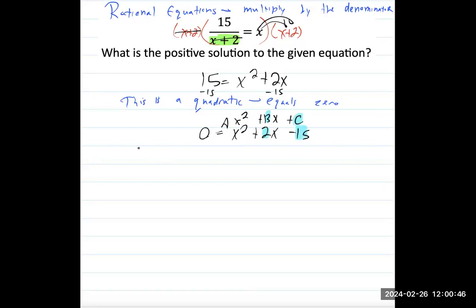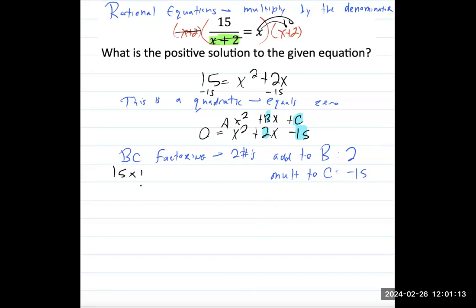Therefore, this is BC factoring, where you're looking for two numbers that add to the b, which is 2, and multiply to the c, which is minus 15. And the next thing you can do is take the number that they multiply to, which is 15, and divide it by everything you can divide it by. So 15 times 1, 5 times 3.